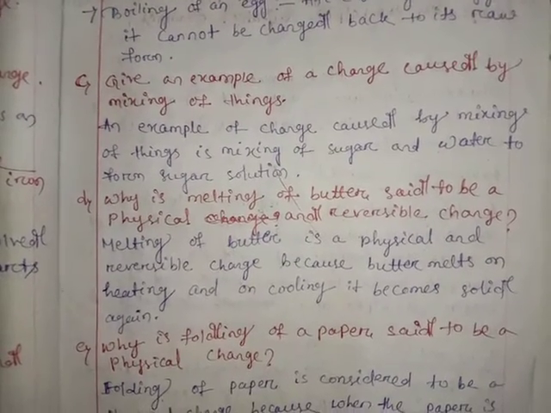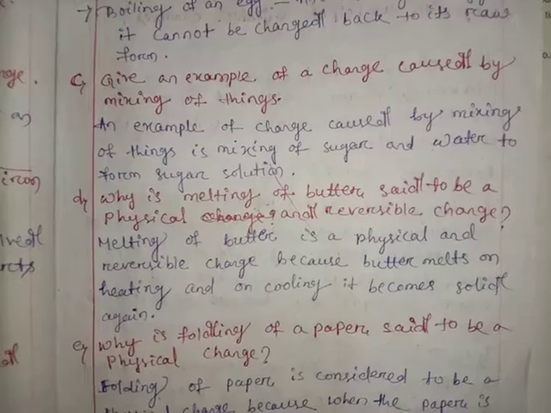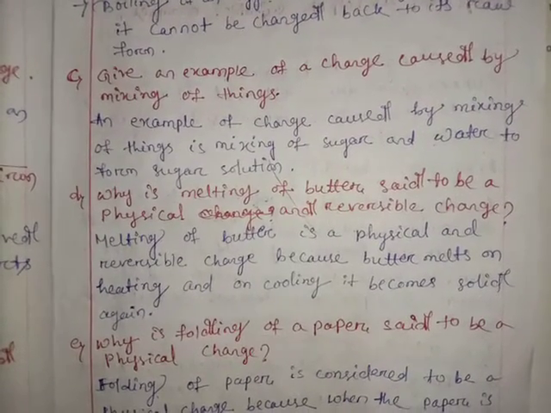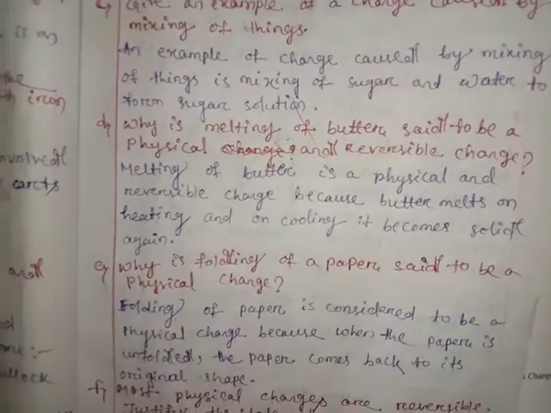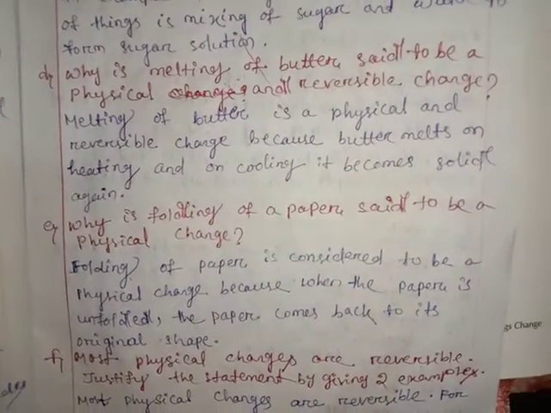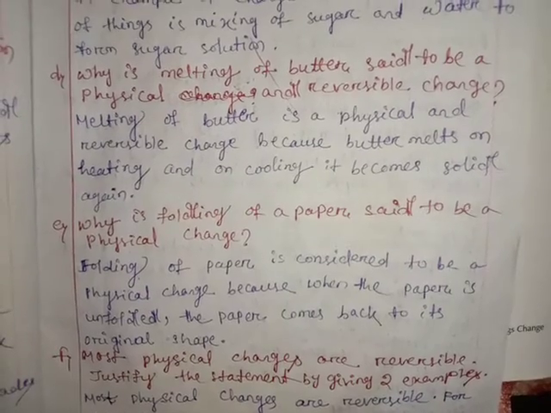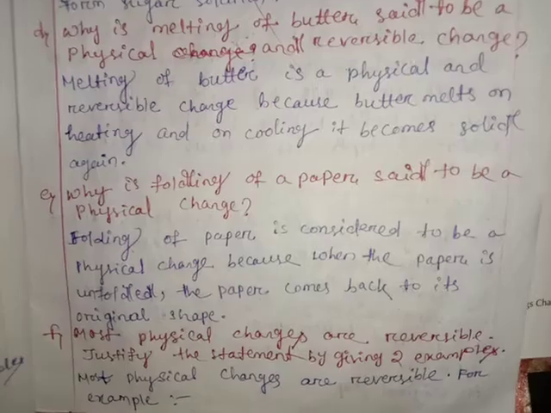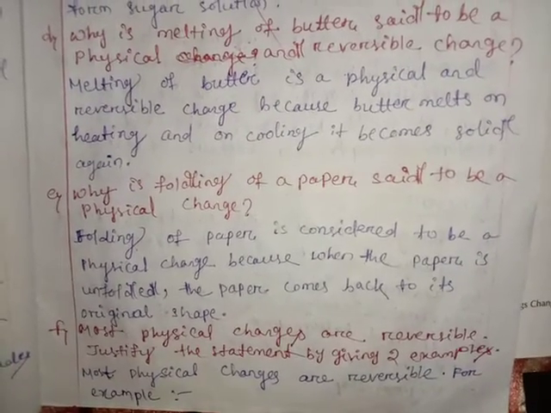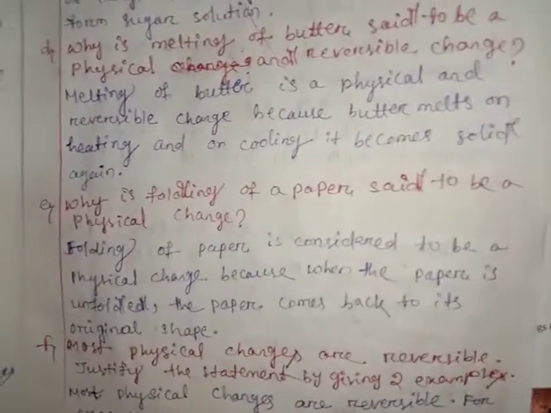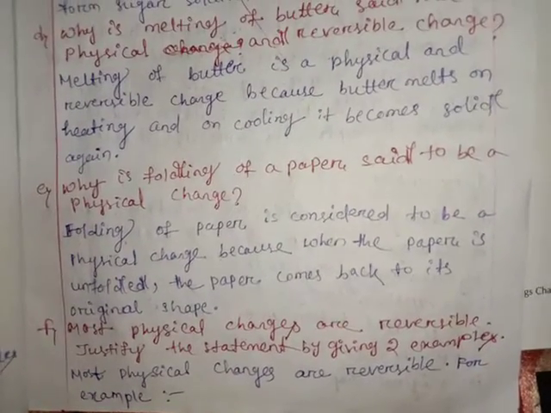Melting of water is a physical and reversible change because water melts on heating and on cooling it becomes solid again. So number E, why is folding up a paper said to be a physical change? Folding up paper is considered to be a physical change because when the paper is unfolded, the paper comes back to its original shape.